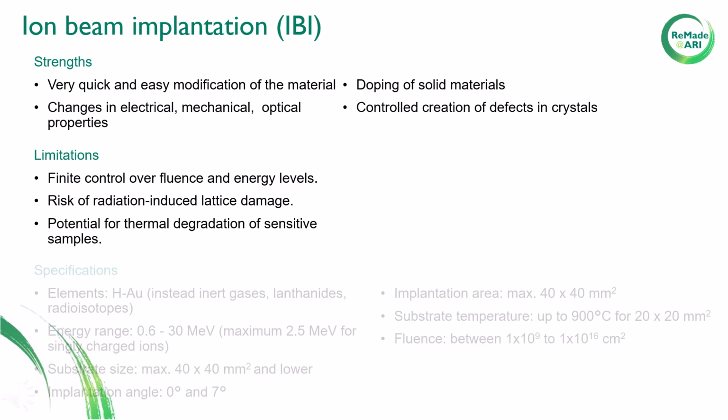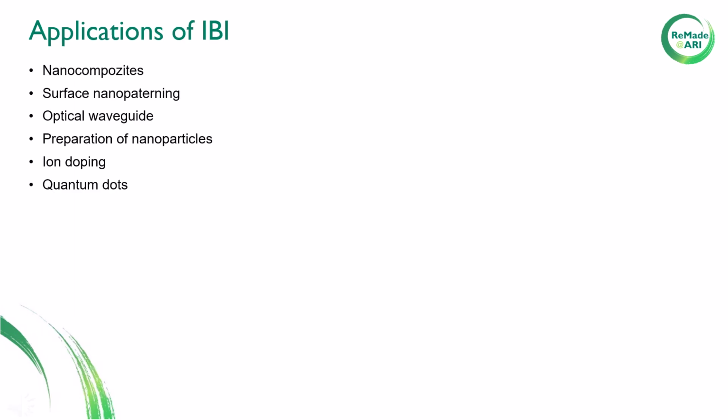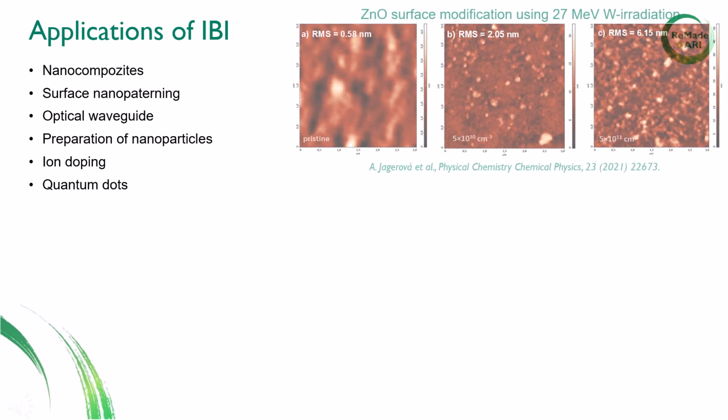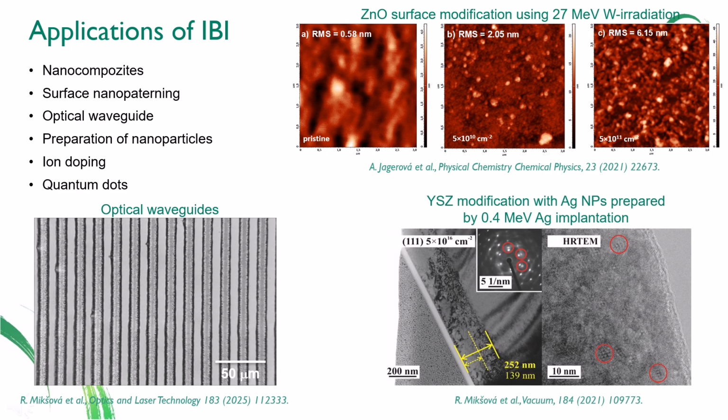In terms of specifications, our system can work with elements from hydrogen up to gold, excluding inert gases, lanthanides, and radioisotopes. We typically operate within an energy range of 0.6 to 30 MeV. Through the utilization of ion implantation in glass, crystals, polymers, or 2D materials, we have the capability to generate optical waveguides, introduce nanoparticles into the material, create nanostructures, or alter the surface of the sample. Such processes can result in the modification of electrical, structural, and optical properties.